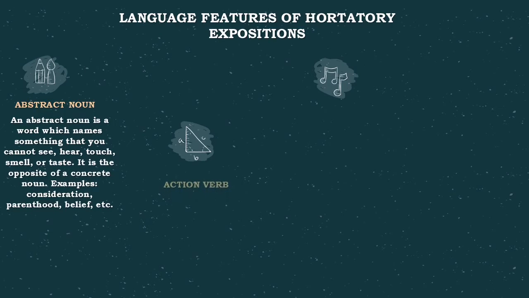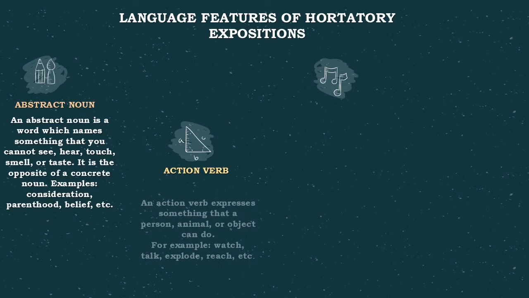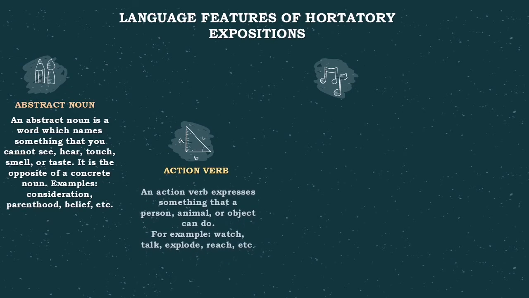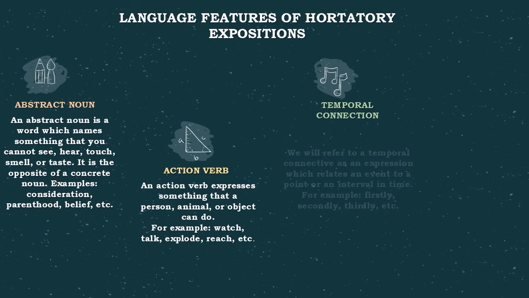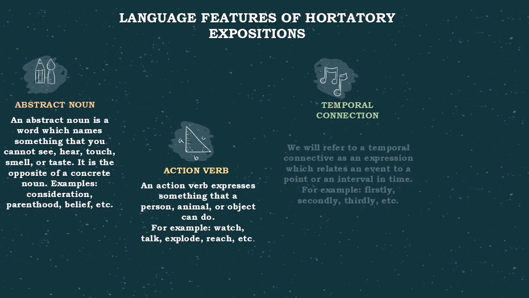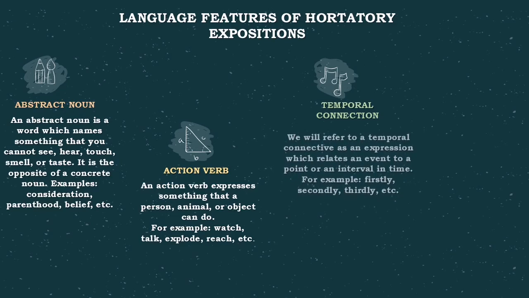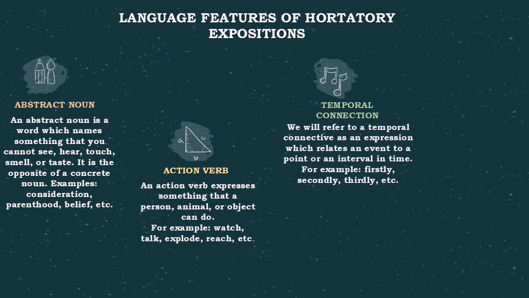And then is action verb. An action verb expresses something that a person, animal, or object can do. For example, watch, talk, explode, reach, etc. And then temporal connective. We will refer to a temporal connective as an expression which relates an event to a point or an interval in time. For example, firstly, secondly, thirdly, etc.